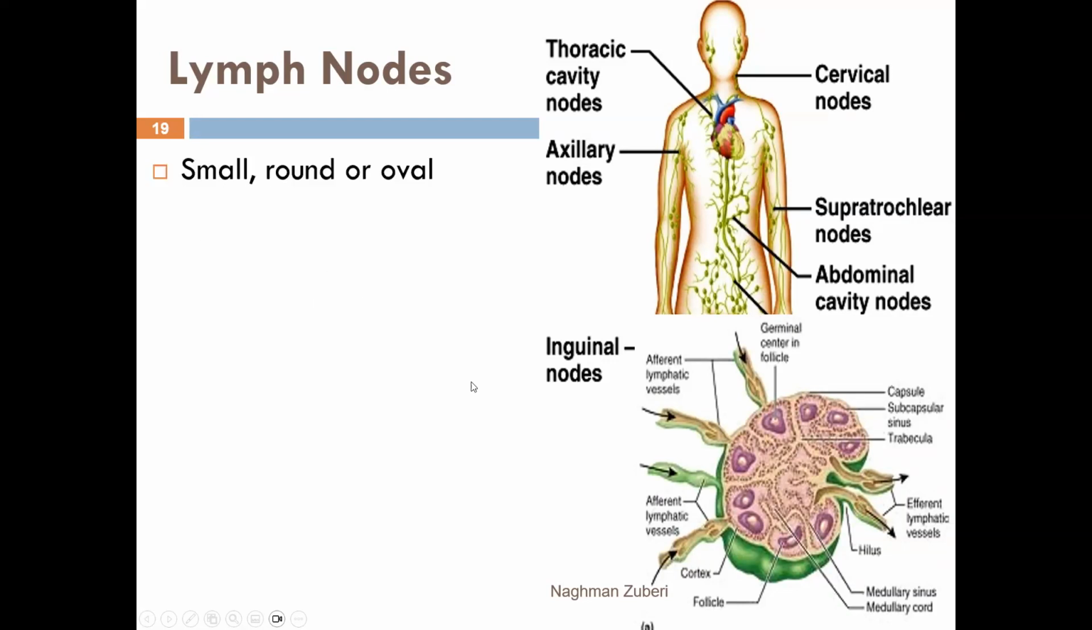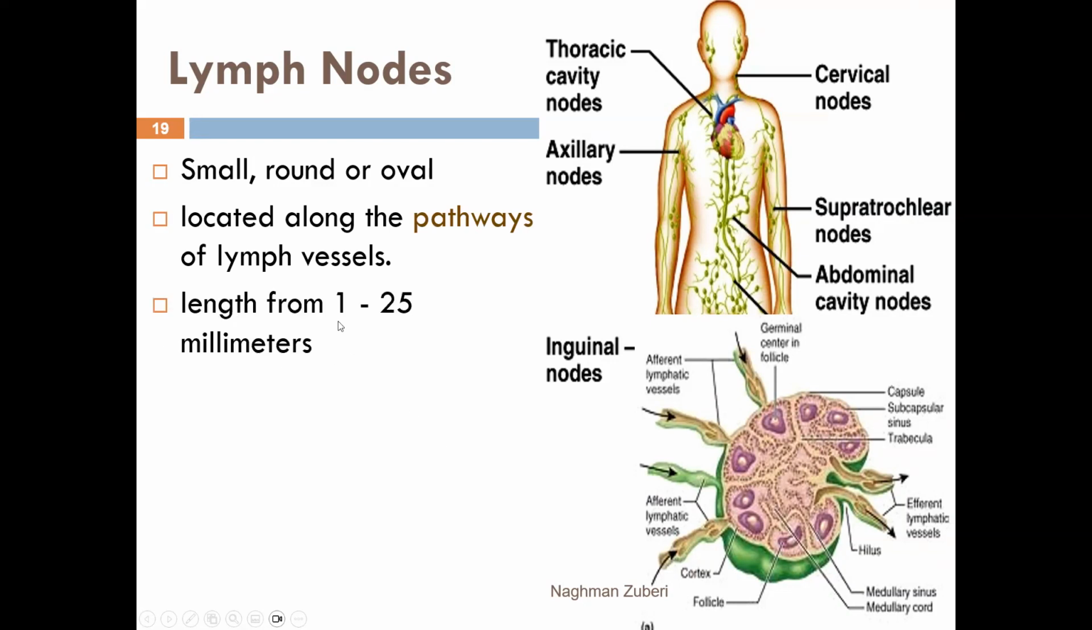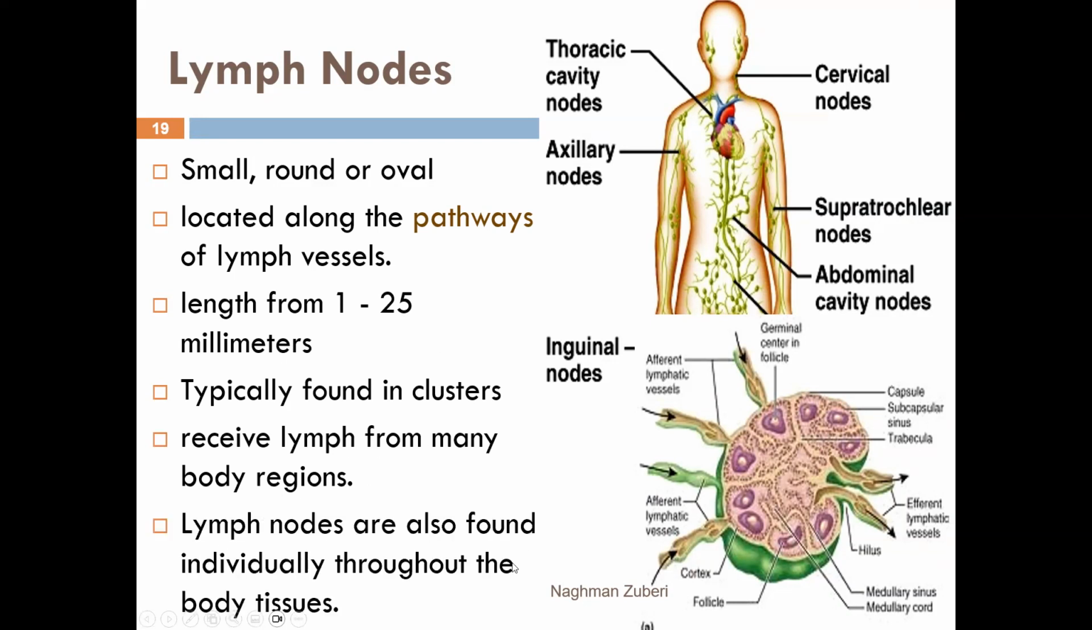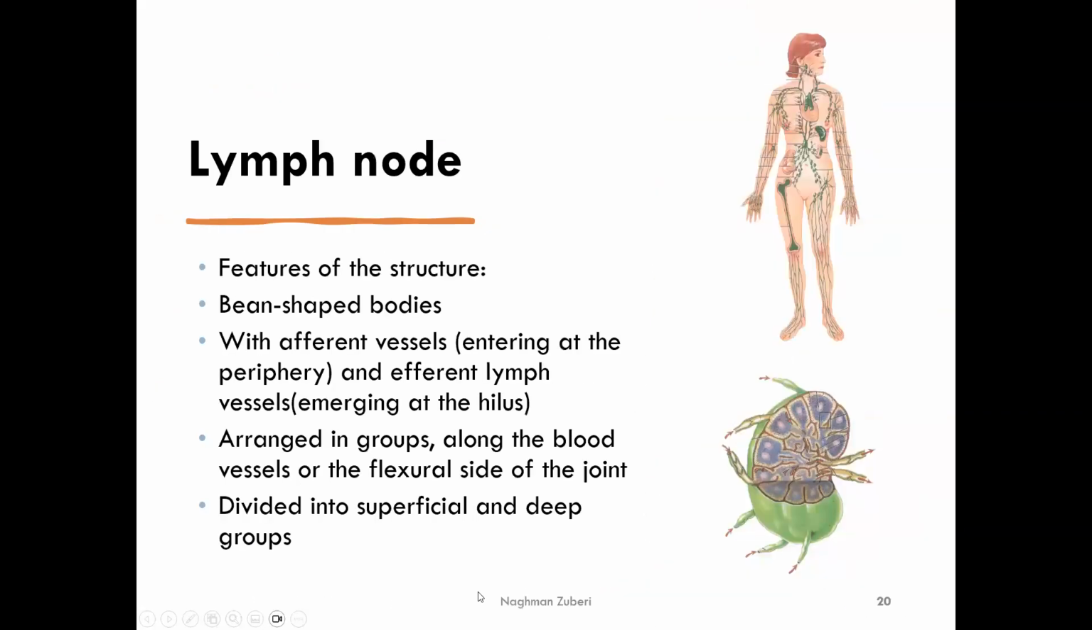So they are small, round, or oval. They are located along the pathways of lymph vessels. Length is between 1 to 25 millimeters. Typically, they are found in clusters, but they can be found just one at one place as well. They receive lymph from many body regions. Lymph nodes are also found individually, as I told you, throughout the body tissues.